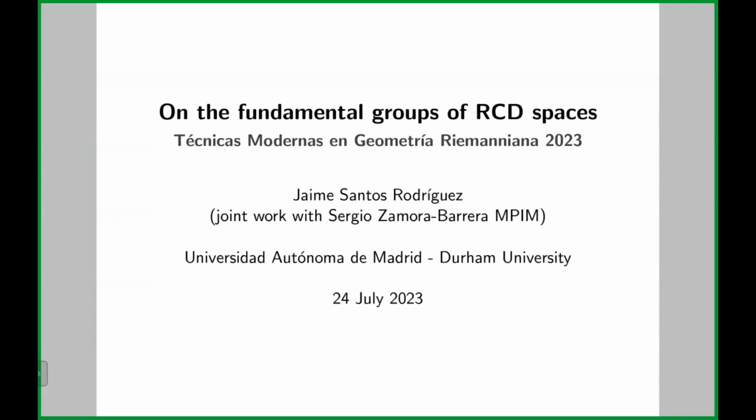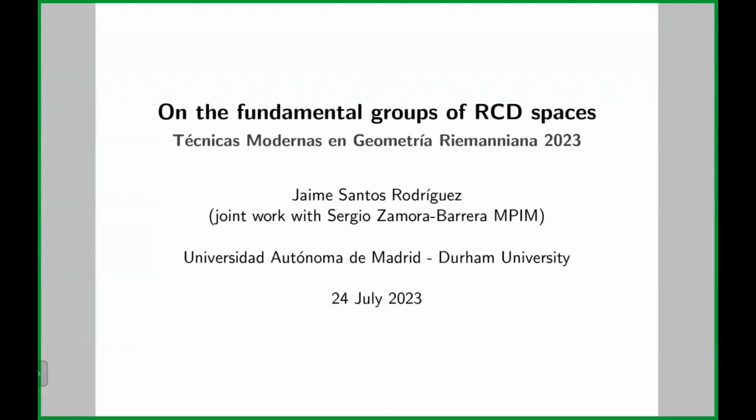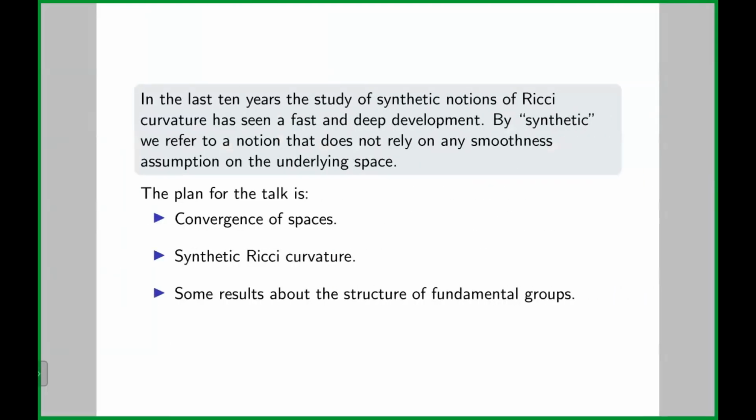I will define what RCD spaces are and give some motivation, just like Chiara did. And I will also try to give some motivation about the fundamental groups and things you can find when you're working in non-smooth settings. But let me begin. So in the last 10 years, the study of synthetic notions of Ricci curvature has seen a fast and deep development. Here by synthetic, we refer to a notion that does not rely on any smoothness assumption of the underlying space. And the plan for our talk is the following.